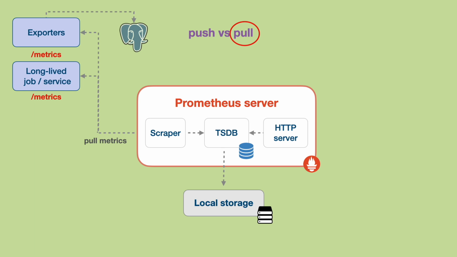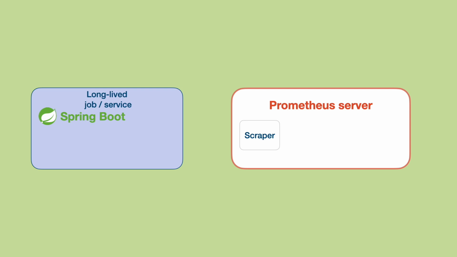Now regarding long-lived applications, let's zoom in and take a Java Spring Boot application as an example. Spring Boot itself does not implement a metric system. Instead, it relies on a Micrometer library as a metrics facade. Micrometer collects metrics inside the application and can export them to different monitoring systems. When the Prometheus registry is added, Micrometer exposes the metrics in the Prometheus format through the actuator Prometheus endpoint. This endpoint is then used by Prometheus for scraping the metrics.